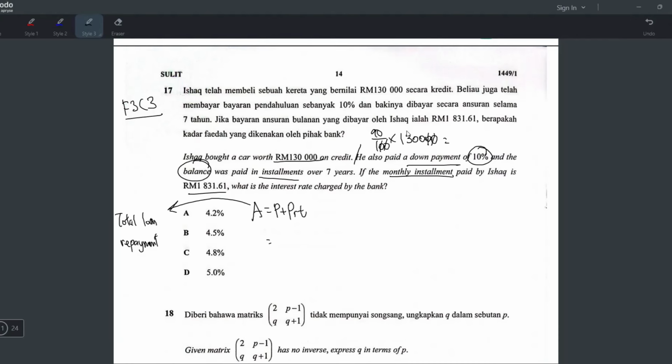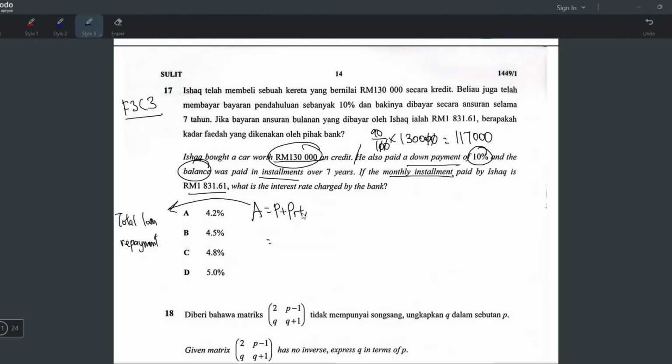So I got 117,000. Okay, 117,000 ini bukan jawapan. Ini hanyalah amount yang dia pinjam dekat bank. Okay, dia pinjam dekat bank. There's another way to do this. You can also take yang ni darab dengan 10% dulu. Lepas darab 10%, tolak ambil ni tolak dengan jawapan tu. Can also. You dapat sama jawapan.